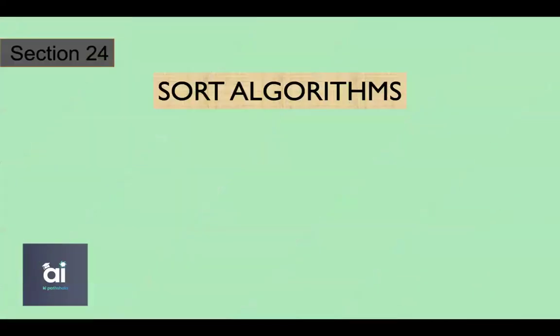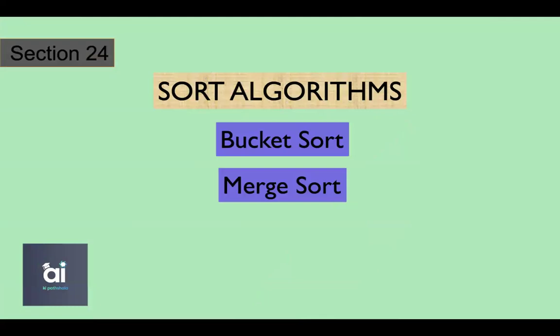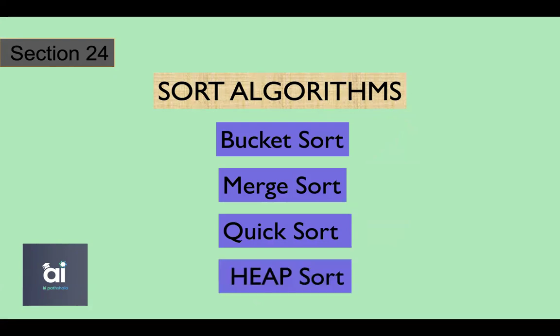Then we move to the bucket sort, and then merge sort, and then quick sort. And these sorting algorithms all involve recursion and big O notation. That's why it's very important not to skip those lectures before you come over here. Then we finish up this section with heap sort.